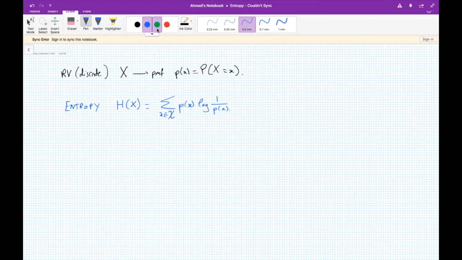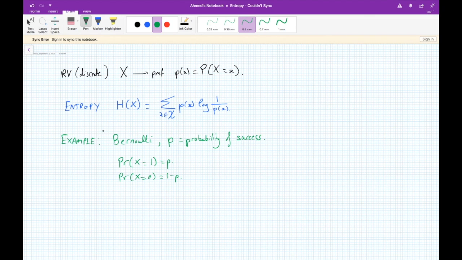So a small example on that would be, assume we have a Bernoulli random variable with a probability of success denoted as p. p is the probability of success. This means that the probability that x is equal to 1 is p, and the probability that x is 0 is 1 minus p. And here x is my Bernoulli random variable. So we have completely defined our random variable. We know how the PMF looks like. So this is p of 1 and this is p of 0, right?